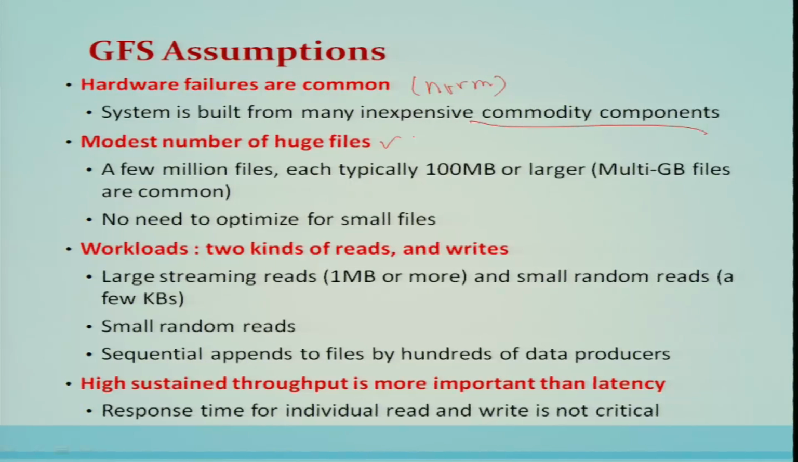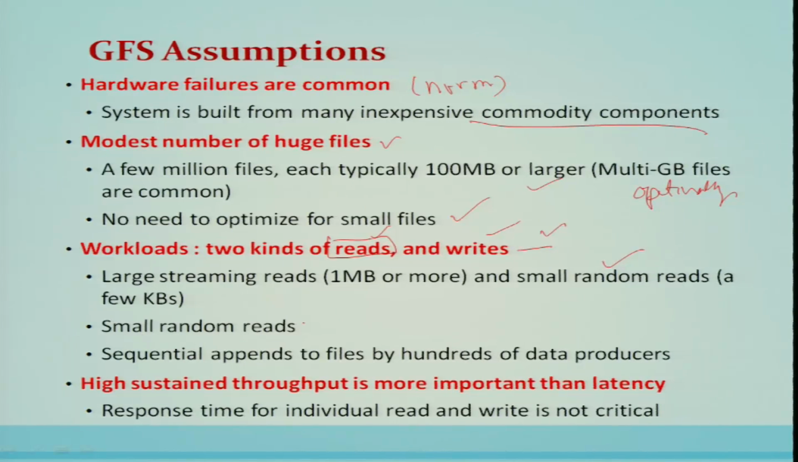As far as files are concerned, a modest number of huge files is expected, and files of a bigger size are now very common in this kind of environment, so they are to be supported optimally, whereas small files are not that common. So, it will not focus on optimizing for small files. The workloads are mostly of two kinds, reads and writes. Writes mean a big data set is generated once, and after that most of the time there will be read only operations. So, two kinds of operations are supported: large streaming reads of 1 megabyte or more, and small random reads.